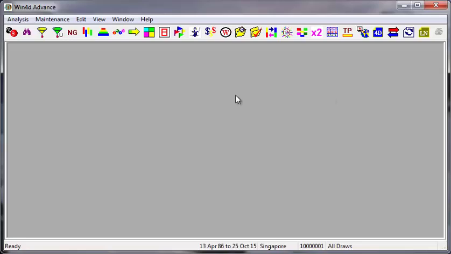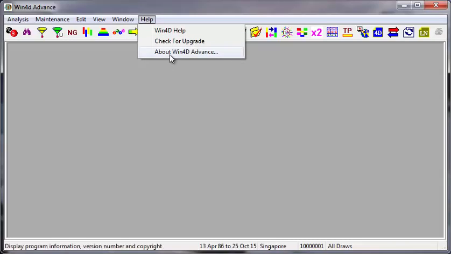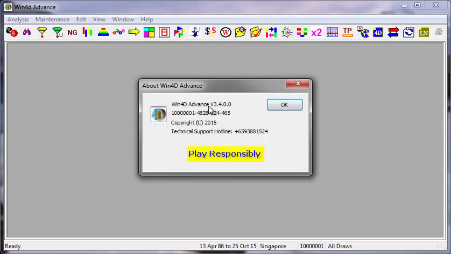Now, before we start to discuss funny numbers, allow me to take this opportunity to share with you that Example has relaunched a new version of Win4D Advanced. All you need to do is click Help, then About Win4D Advanced. You will see that the version is 3.4. That means if you use your own software, remember to check what software version number you have. If you notice that your version is 3.4 and below, that means you are using the older version and not the newer version.